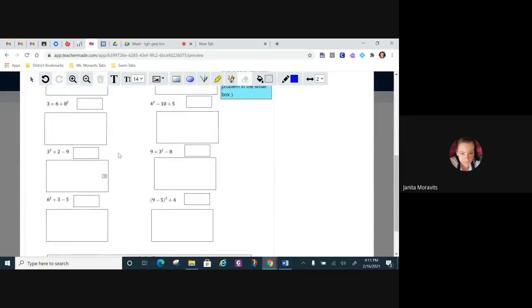This one right here, be very careful with because you do have parentheses, and 9 minus 5 gives you 4. Then you have to square that, or raise it to the second power. So that would be 4 times 4. And 4 times 4 is 16. And when you divide 16 by 4, you get 4.